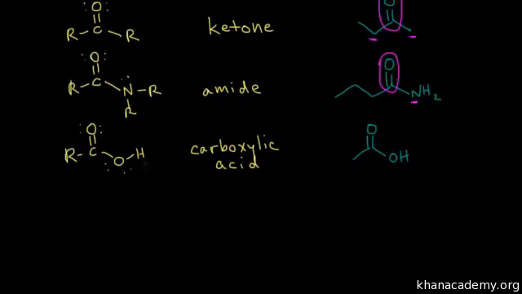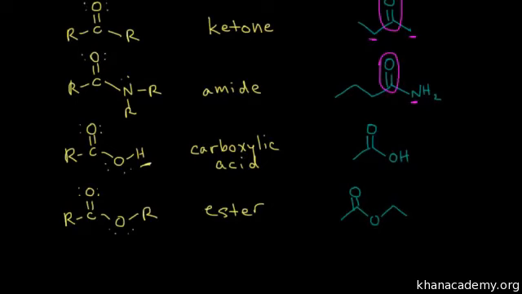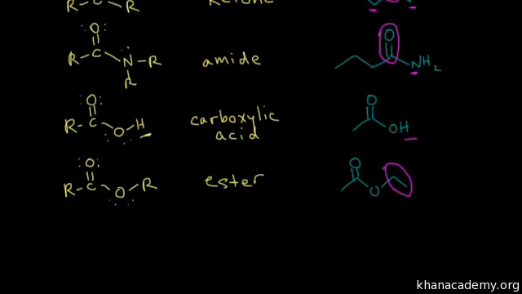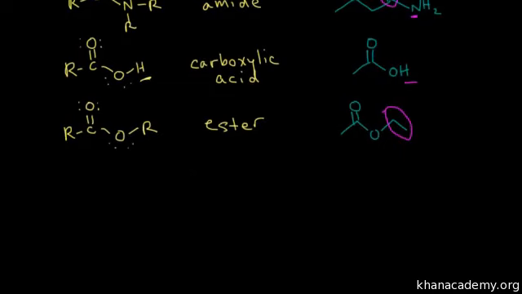Derivatives of carboxylic acids. If I take off this hydrogen and I put an R group, I get another functional group. So I have an R group instead of that hydrogen. This is called an ester. All right, so let's draw a picture of an ester here. So an ester looks something like that, and that is ethyl acetate. So you can see now there's an R group here instead of this hydrogen.